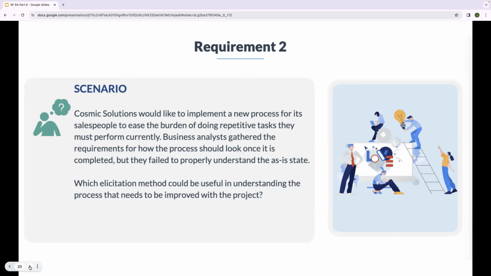Cosmic Solution would like to implement a new process for its salespeople to ease the burden of doing repetitive tasks they must perform currently. Business analysts gathered the requirements for how the process should look once it is completed, but they failed to properly understand the as-is state. Which elicitation method could be useful in understanding the process that needs to be improved with the project?